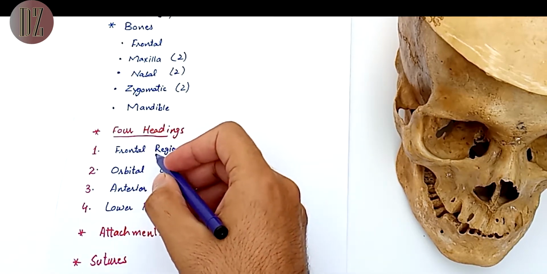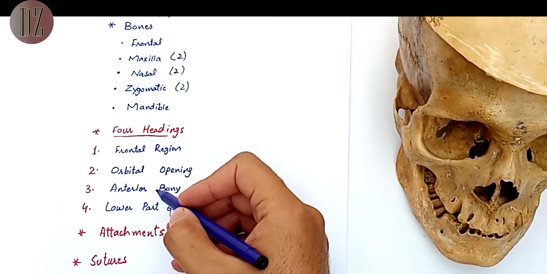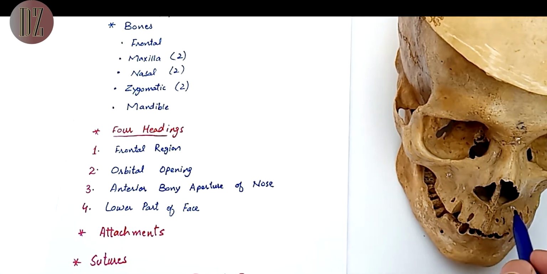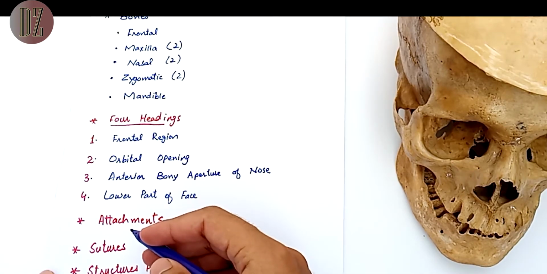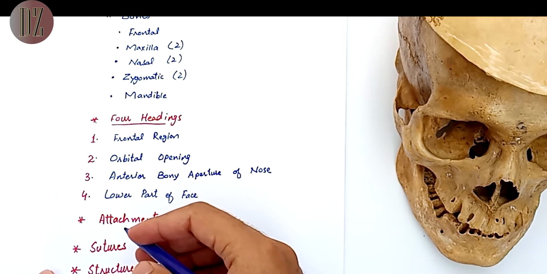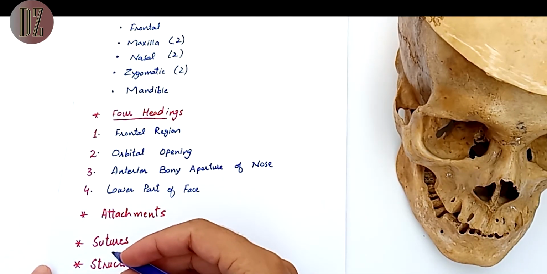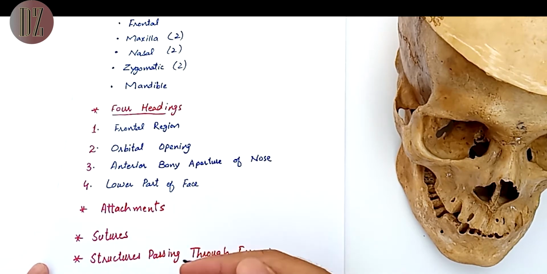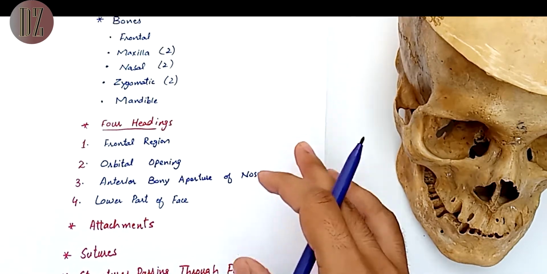First of all, the frontal region, and then the orbital openings, then the anterior bony aperture of the nose, and the lower part of the face. And then we will discuss the attachments of muscles and ligaments on the Norma Frontalis, the sutures which are present on the Norma Frontalis, and then the structures passing through the foramina which are present on Norma Frontalis.